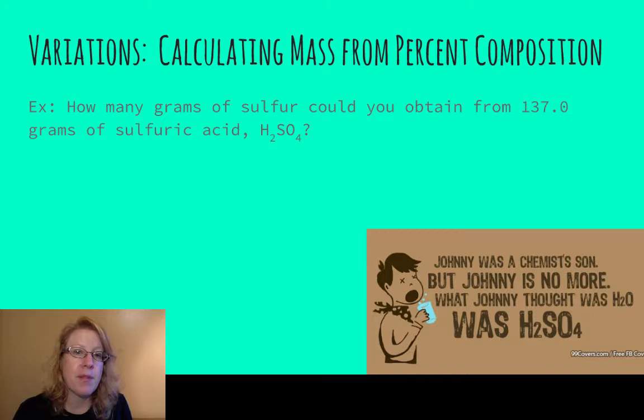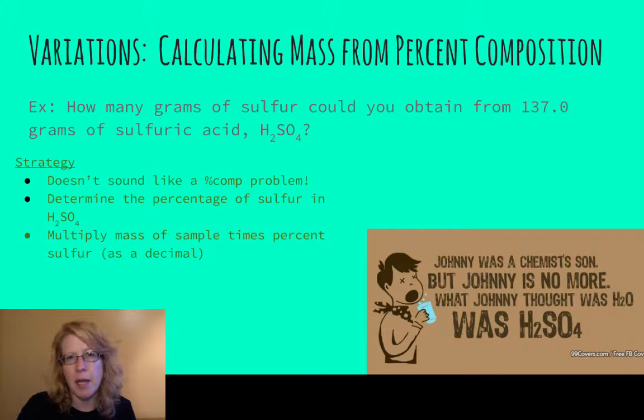So how many grams of sulfur can you obtain from 137.0 grams of sulfuric acid? This is one of those ones that's a little bit tricky because a lot of students don't recognize that this is actually a percent composition problem, but that's the easiest way to solve this. If I know what the formula is, H2SO4, and then I know how much the total mass is, all I need to do is figure out what the percent of sulfur is in H2SO4, and then I can multiply. So again, it doesn't sound like a percent composition problem, but that's probably the easiest, quickest way to solve this particular problem. So here's what my math looks like as I do it all out.